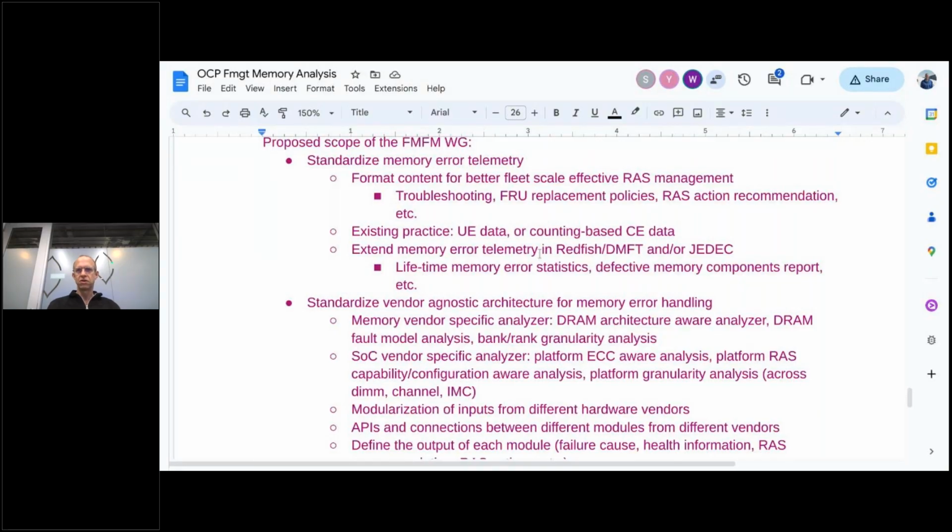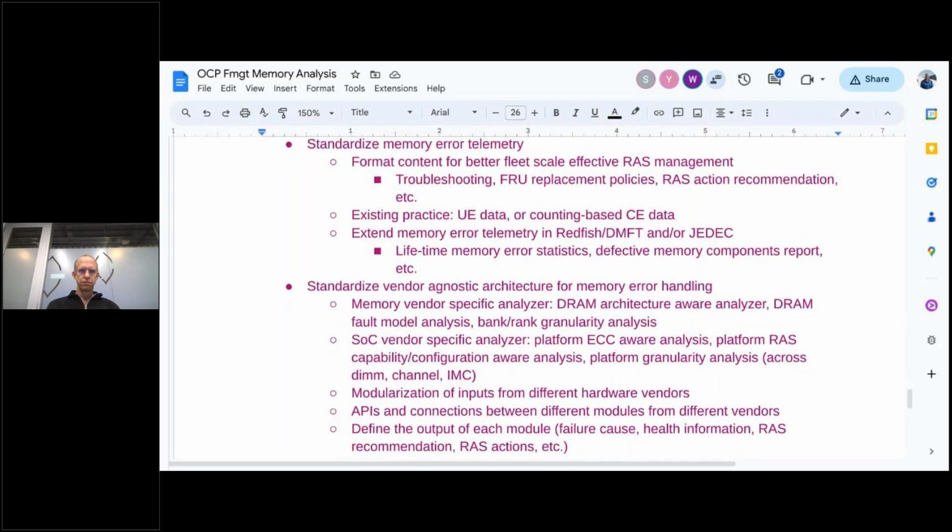Any other comments from folks? Thanks, Shen and Drew. I think this is a good analysis and initial scoping of what we need to do. I think it covers all the aspects initially.